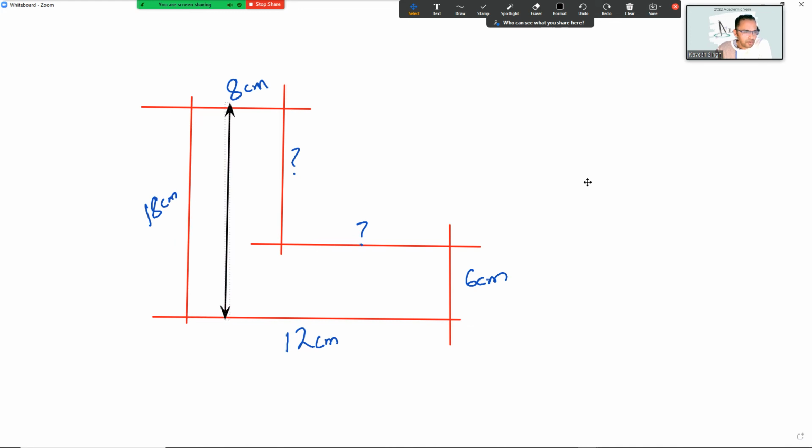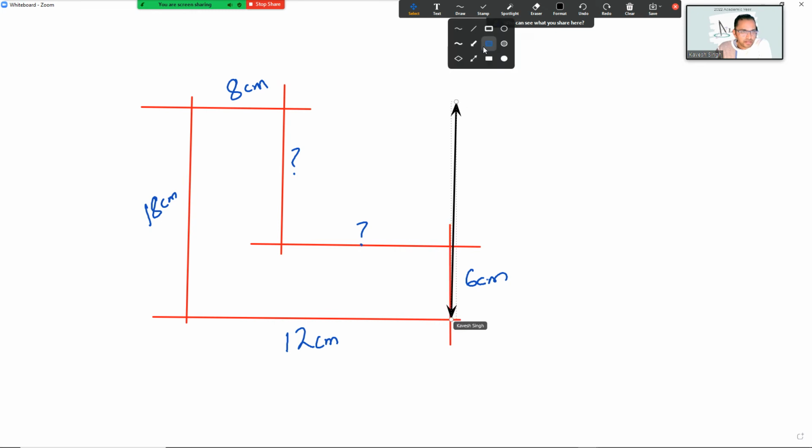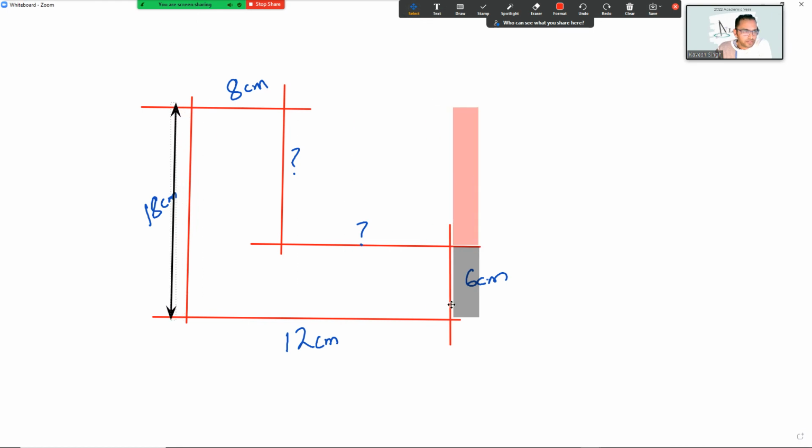If I take this line all the way across like this, right till here, I can see that that length over there is going to be 6. So that means this top length over here will be 12, because together it has to add up to 18. It's 18 all the way across here.